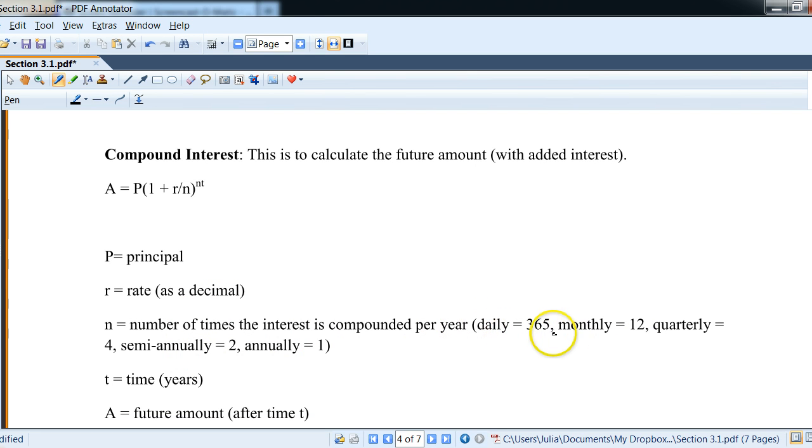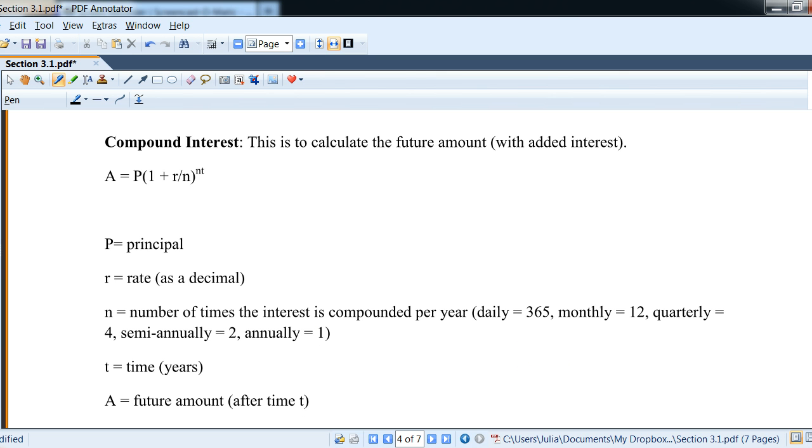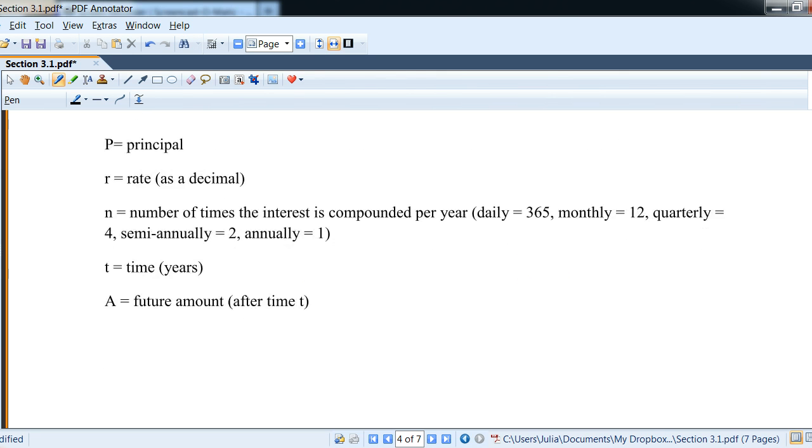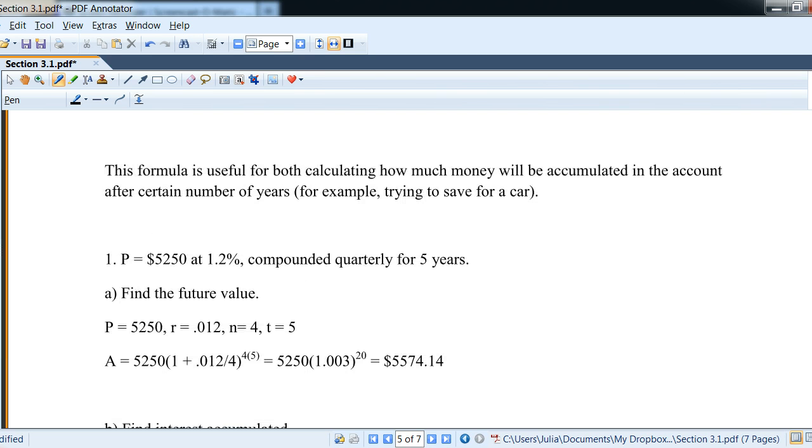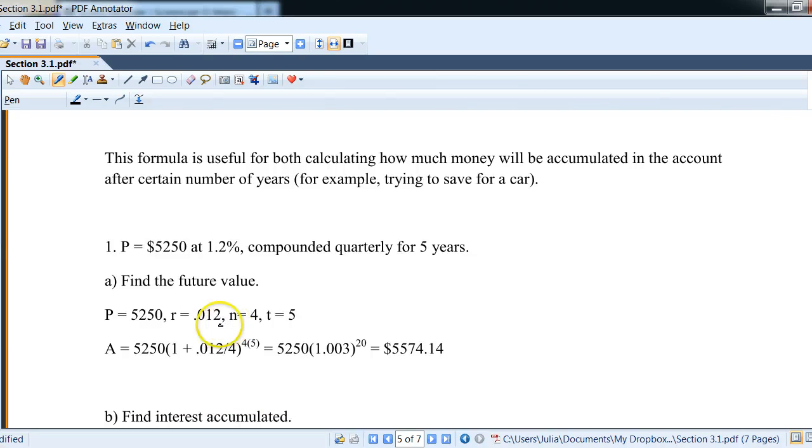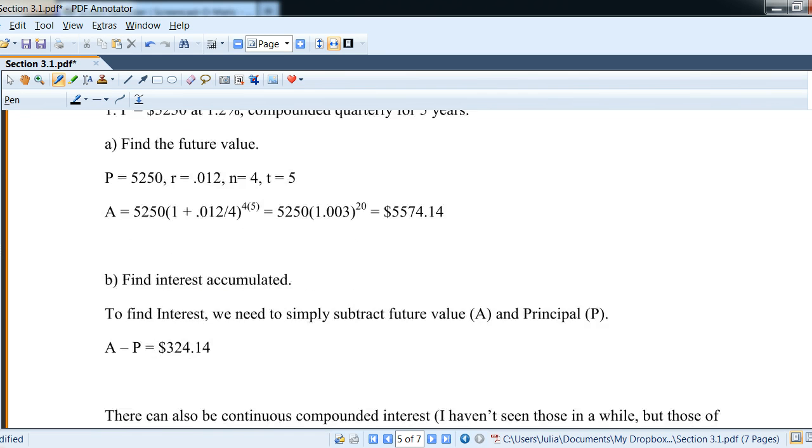So there are different numbers of compoundings we can have per year. We can have daily, which is 365, monthly, which is 12, quarterly, which is 4, semi-annually, which is 2, and annually, which is 1. Sometimes you see biannually or continuously, which we'll get to shortly. Okay, so how does it work? Let's take a look at some problems. I'm not going to go through all of them. I'll just do maybe one example, number 3.